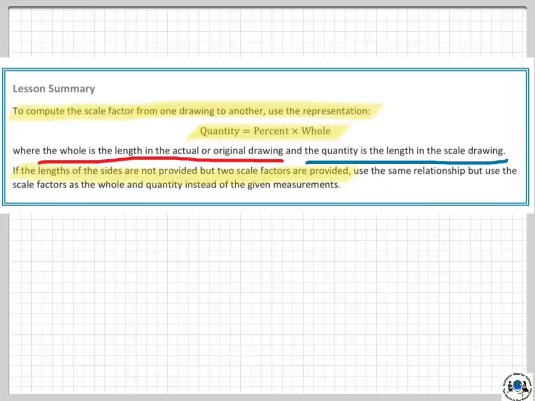If the lengths of the sides are not provided, but two scale factors are provided, and that's the case with the hearts and also with those cars, use the same relationship, but use the scale factors as the whole and the quantity instead of the given measurement. So again, a very handy tool. If you don't have exact measurements, you can just use those scale factors to come up with the scale drawings, or the percentages of reduction or enlargement.